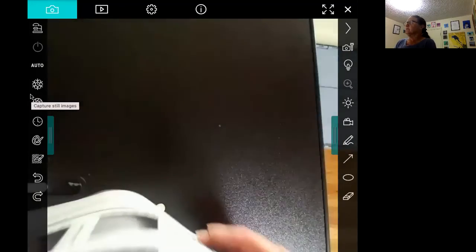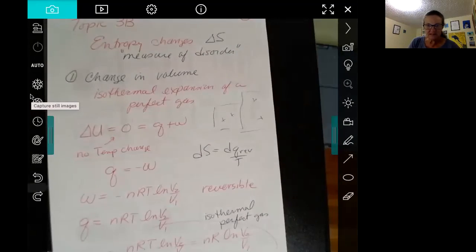So next we're going to talk about absolute entropy in section C, but we should have enough information from this topic in order to calculate any entropy we need to calculate.